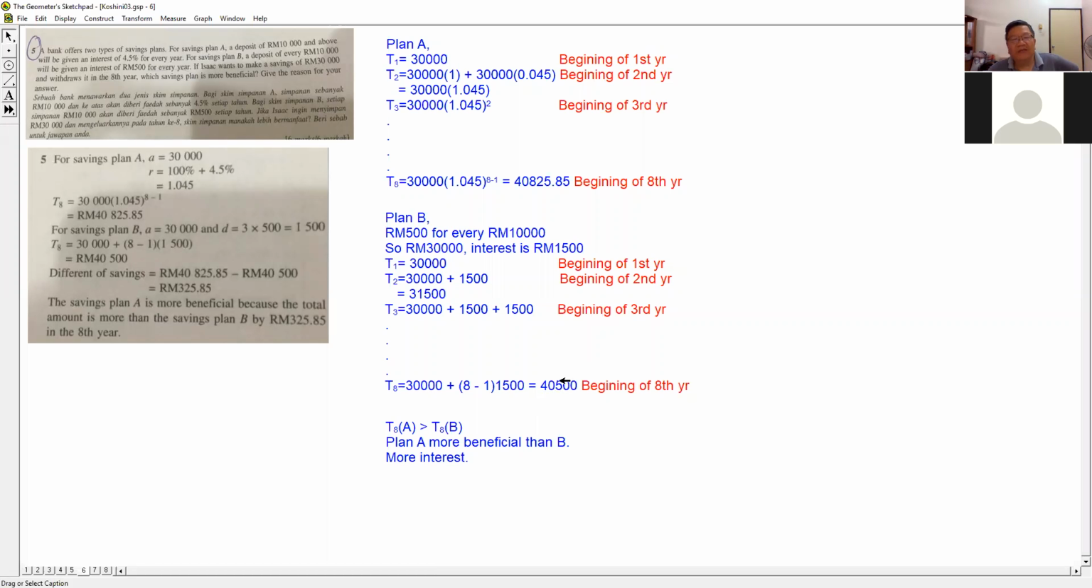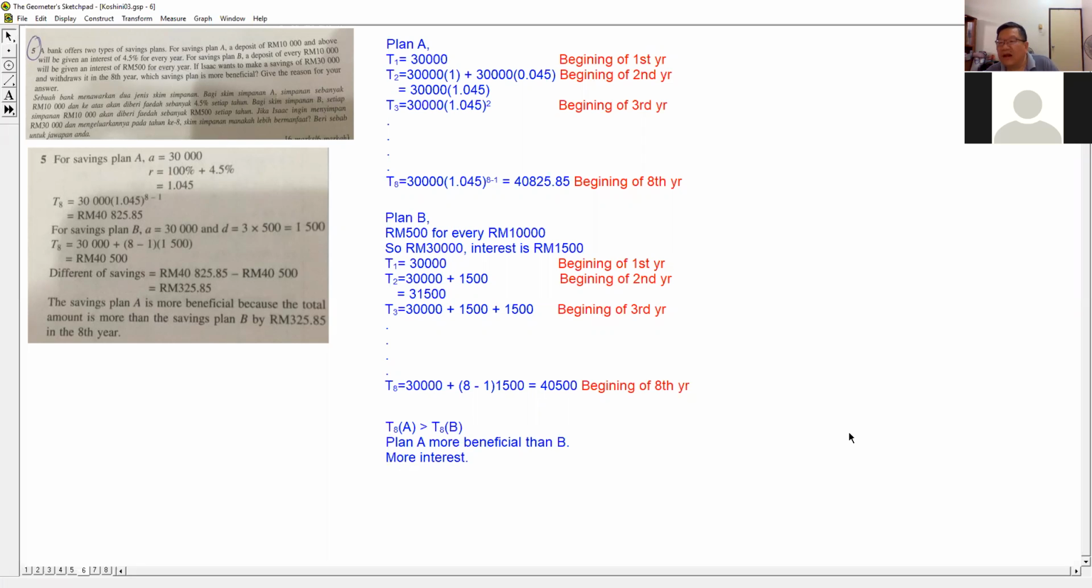So is this okay now? What you get during the 8th year for plan A and what you get during the 8th year for plan B. If you compare what you get when you withdraw, plan A gives you 40,800. Plan B gives you 40,500. So plan A is greater than plan B, right? So plan A is more beneficial. Why? Because plan A collects more interest. Now if they ask you that this person is going to withdraw the money during the 9th year or 10th year, it's not necessarily plan A anymore. It could be plan B, right? You go according to what they ask.